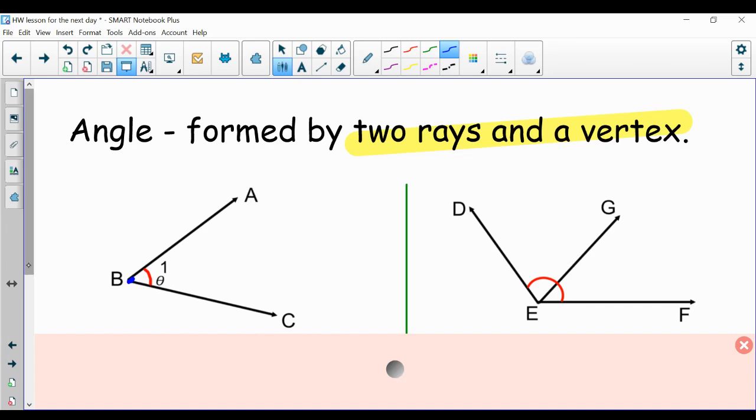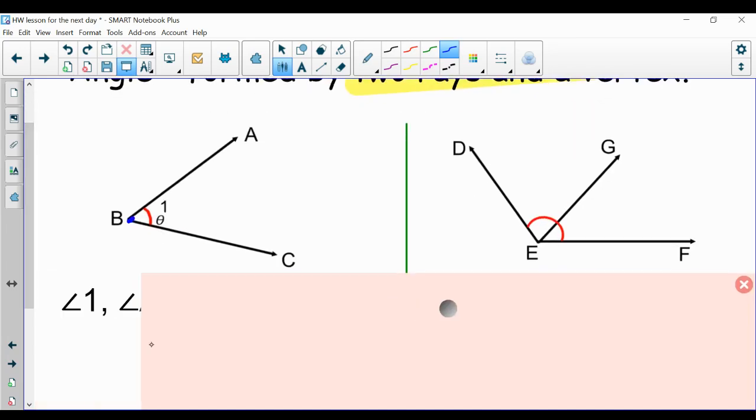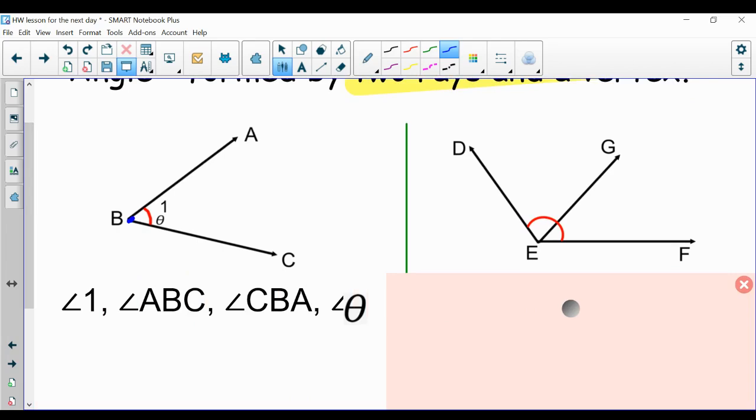On the left side, we have many names for this angle. You will see the little theta. Erase it so you can see how it's written like a zero with a line in the middle. That is a Greek letter that we are honoring, for geometry discoveries from the mathematicians in Greece. That's why we have a Greek letter here. So we call this angle 1, angle ABC, angle CBA, or angle theta.